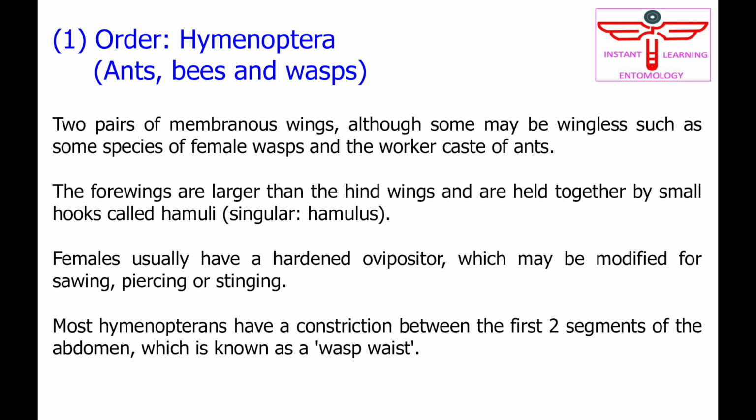Order, Hymenoptera, the ants, bees, and wasps. 2 pairs of membranous wings, although some may be wingless such as some species of female wasps and the worker caste of ants. The forewings are larger than the hind wings, and are held together by small hooks called hamuli, singular, hamulus. Females usually have a hardened ovipositor, which may be modified for sawing, piercing, or stinging. Most hymenopterans have a constriction between the first 2 segments of the abdomen, which is known as a wasp waist.